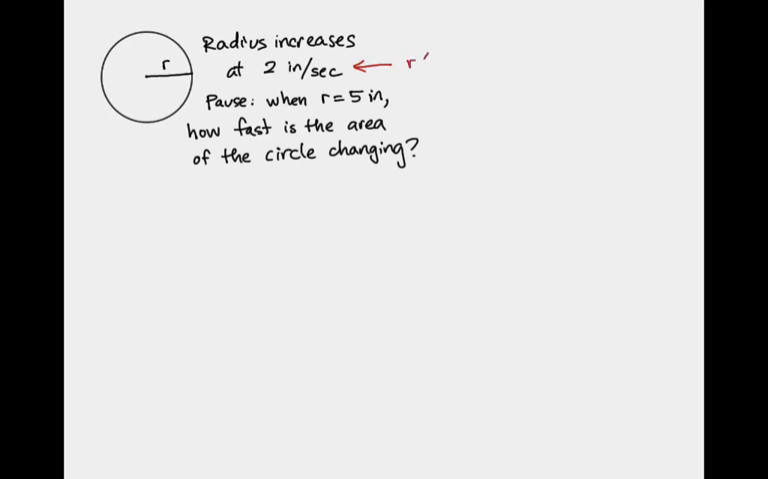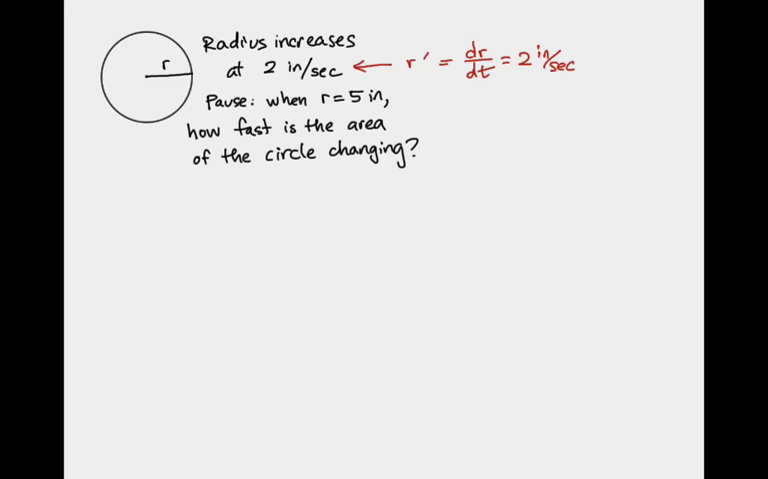For these related rates word problems, instead of using the prime notation, we're going to use the Leibniz notation. So instead of writing r prime equals 2, I'm going to say dr/dt equals 2 inches per second. The Leibniz notation helps us remember what our units are going to be. So dr over dt reminds us of inches over seconds. Radius is measured in inches, and time is measured in seconds.